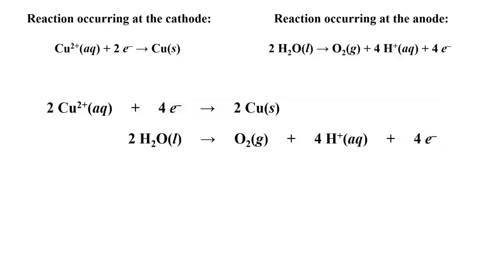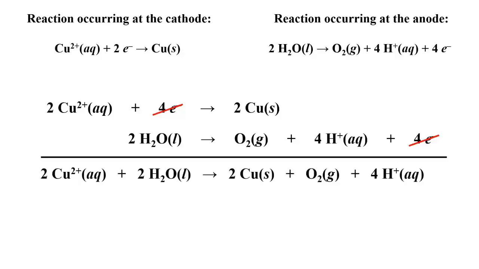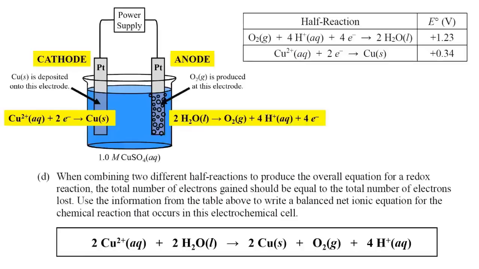I'm going to go ahead and add these two half reactions together, and now I can see that the electrons that are gained in the reduction half reaction are equal to the electrons lost in the oxidation half reaction. So when I add these two equations together, I get 2 moles of aqueous copper 2+ ions plus 2 moles of liquid water to produce 2 moles of solid copper plus 1 mole of oxygen gas plus 4 moles of aqueous H+ ions. So that overall chemical equation is the answer to part D.